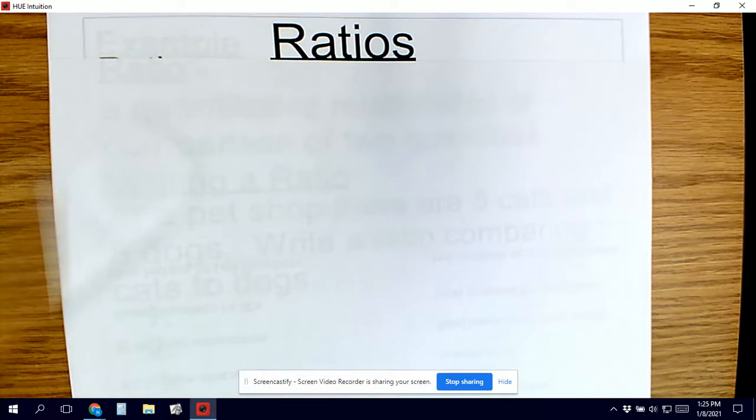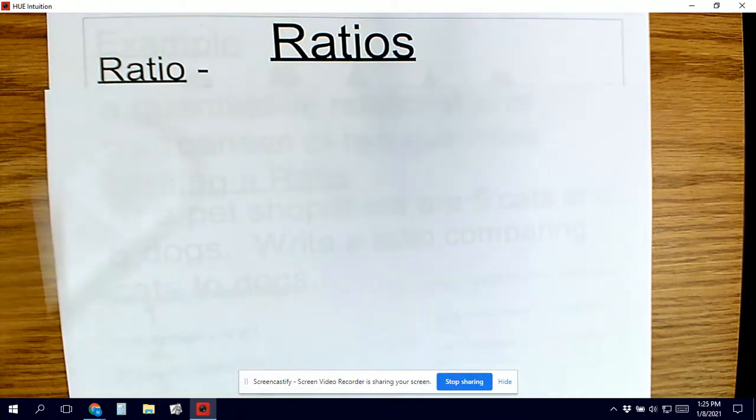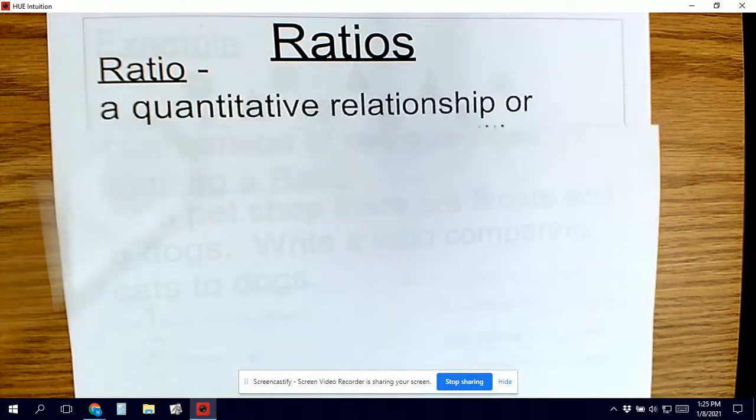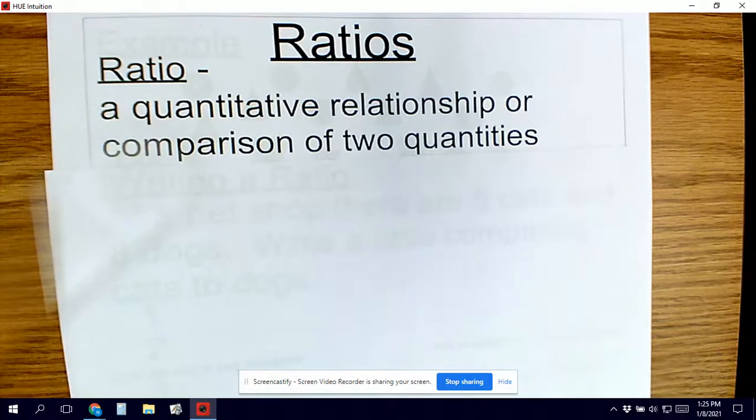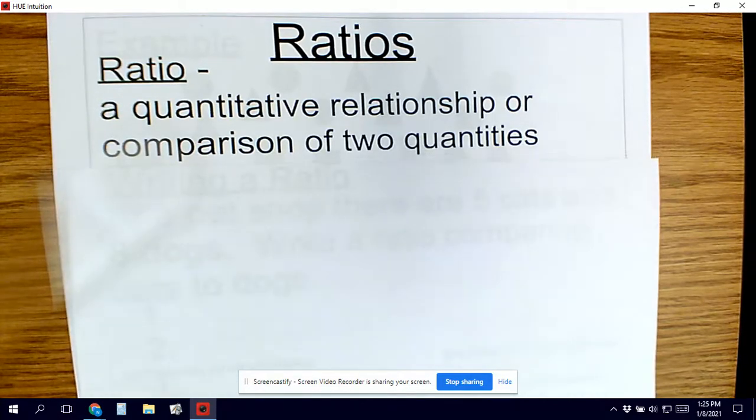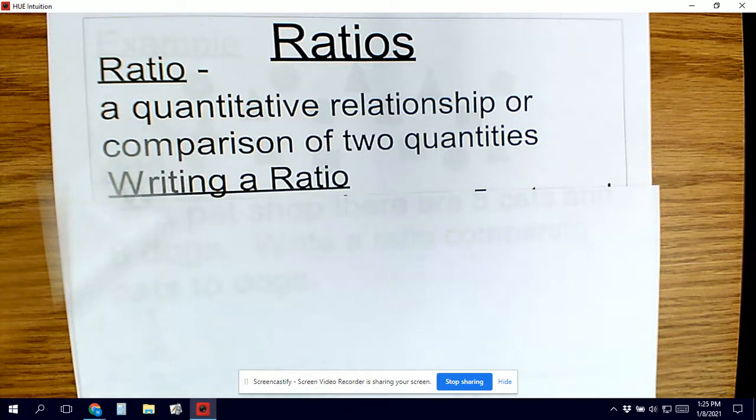You see today's lesson on the screen. We're going to start talking about ratios. So if you want to grab a notebook and a couple sheets of blank paper, they'd be very useful for you as we work through this lesson together. Let's just start with the definition of a ratio. A ratio is a quantitative relationship or comparison of two quantities. Essentially, it is a mathematical object that allows us to compare two numbers, two values, two amounts, two quantities to each other. And to write a ratio, there are actually three different ways that you can write a ratio.